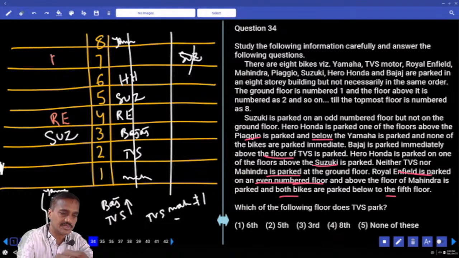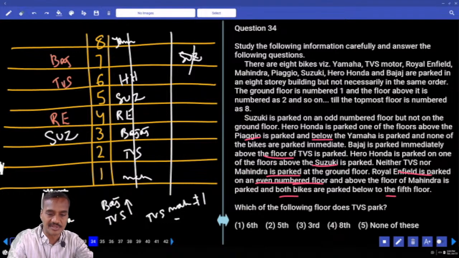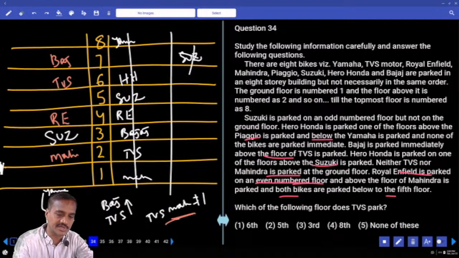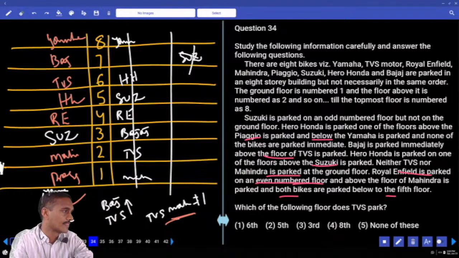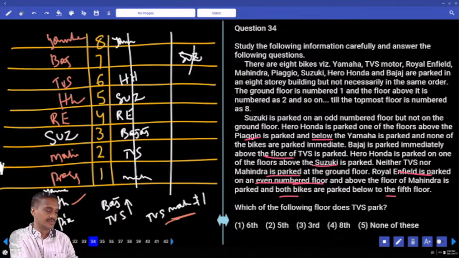Then next one, Bajaj is here, then TVS is here. Now TVS and Mahindra cannot be here, hence Mahindra is here, and Piaggio. Then next one, what is left over here? This is Yamaha. And if this is Yamaha, what is left over? Hero Honda is here. Now this is about question numbers 34 to 37.